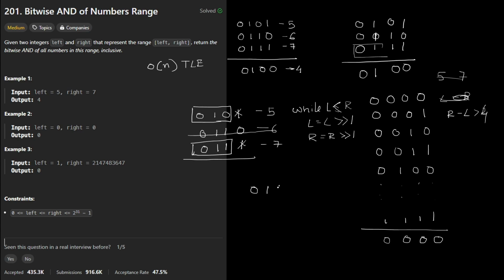So 0 1 0 and 0 1 1. It has been right shifted, so the value would be like 0 0. Now if I compare it, it is still not the same. So I'm going to again do a right shift out here. And here I'm also going to have a shift value, which is going to be 0. Whenever I'm doing a shift, I'm going to increase shift plus equal to 1. So I'm again doing a right shift, so the shift value would be 2.